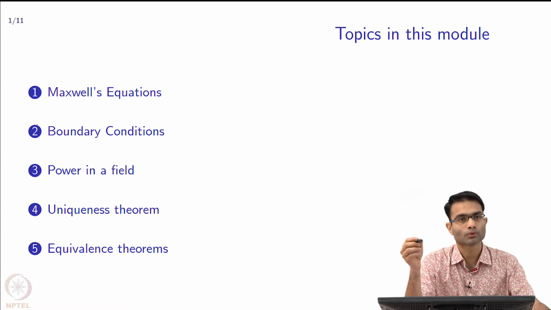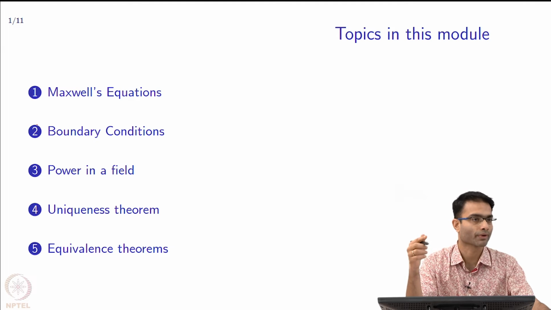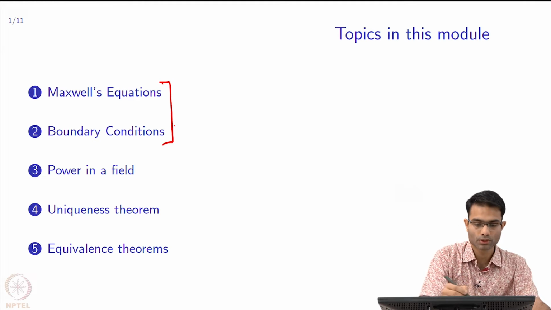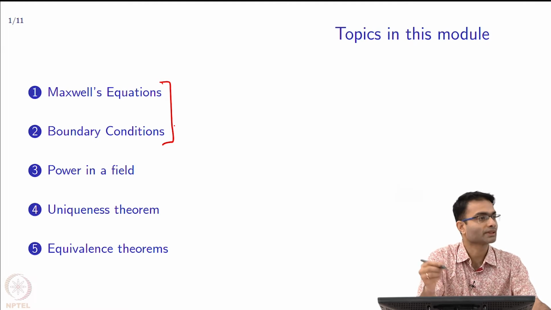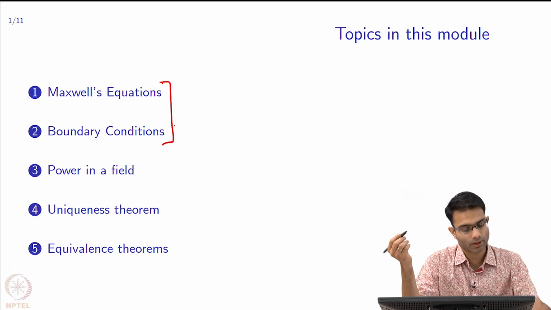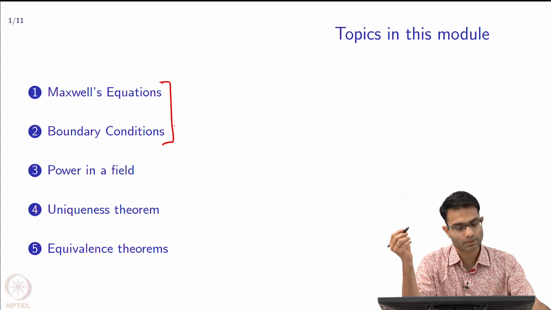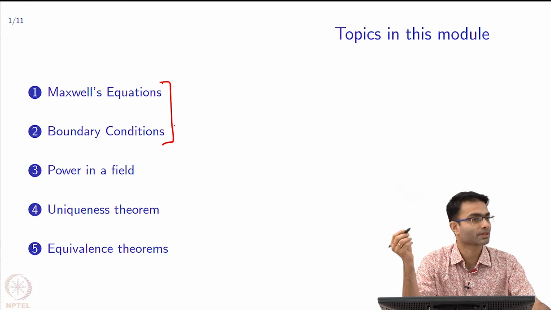So all of you know that in an electromagnetics problem, to solve it fully, I need to not just know the equations of Maxwell, but also what are the conditions on the boundary. Okay, so these two are sort of essential. Then we'll look at power, Poynting vector, concepts like that, and a couple of theorems which you may or may not have seen in an undergraduate course, which are about uniqueness and equivalence theorems.